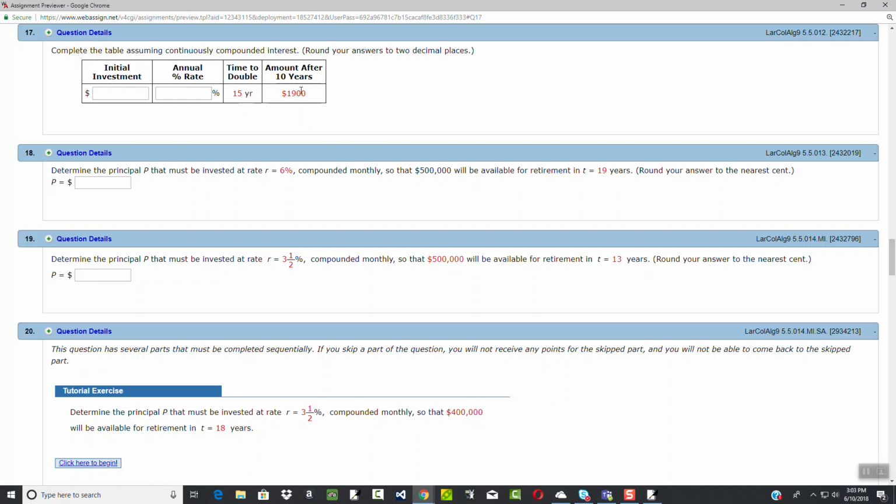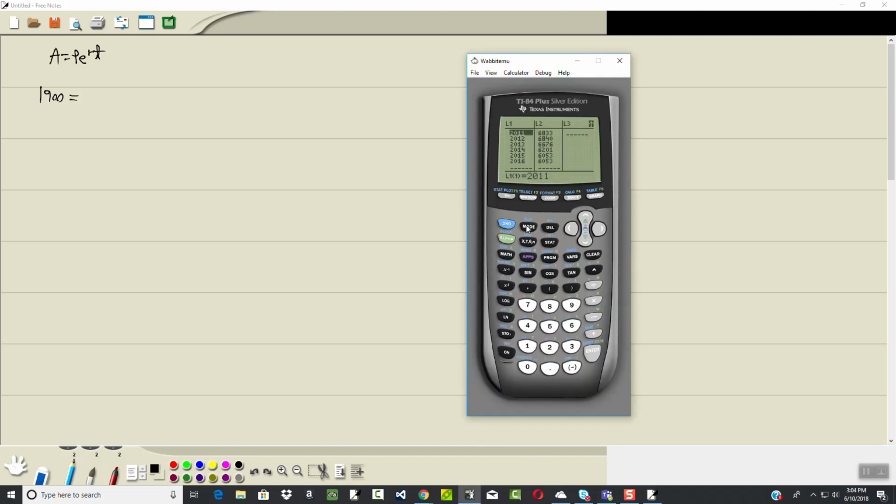It says time to double, amount after 10 years, what they do give us. So time to double is 15 years, amount after 10 years is 1900. So our ending amount is 1900. And time to double, if that's 1900 and we doubled our value, then our beginning would be 1900 divided by 2, 950. So P is 950.